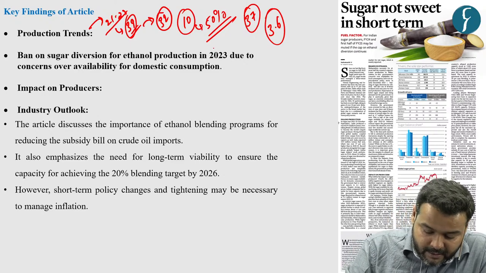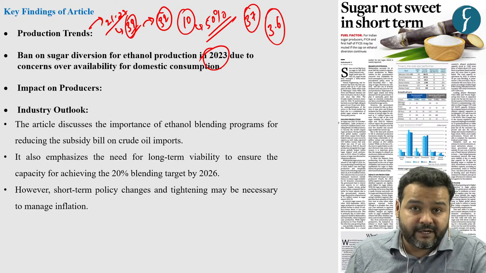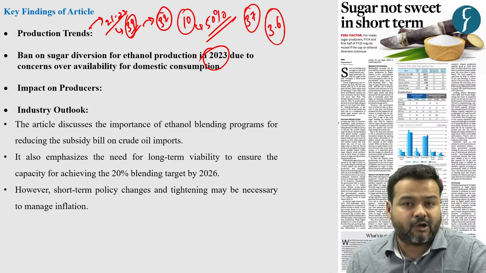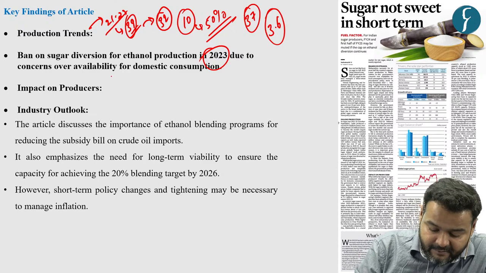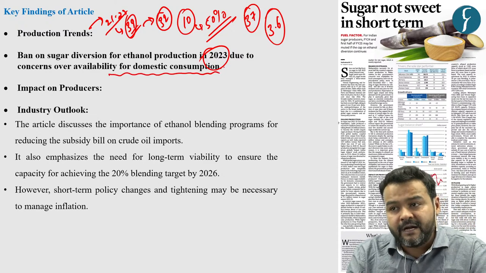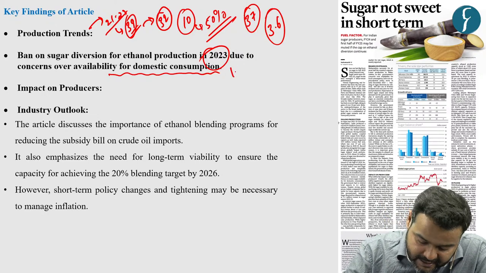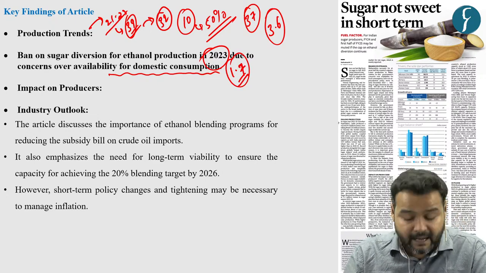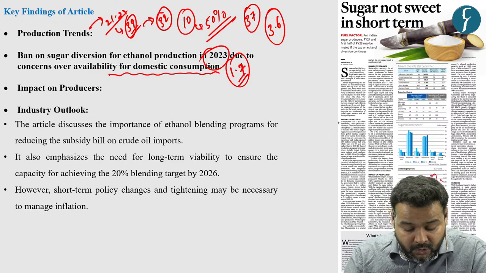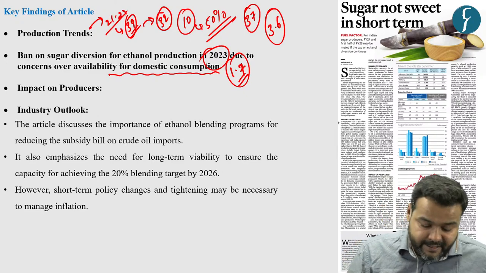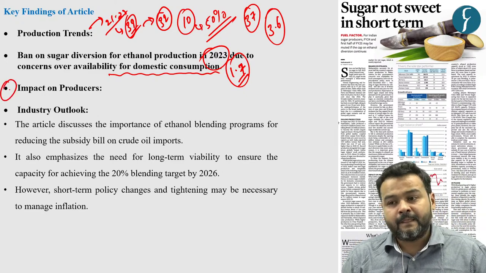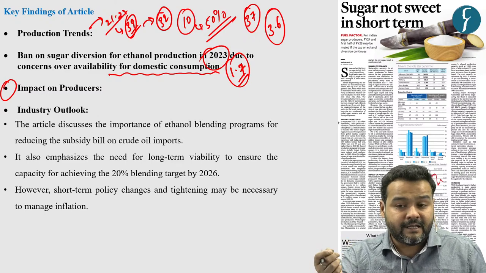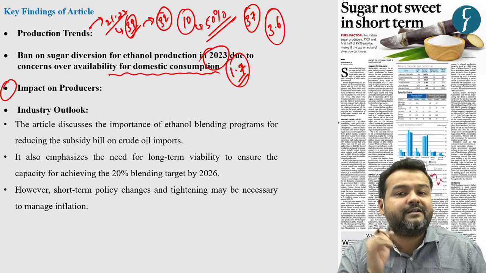Now, the problem came in the year 2023, when the government banned the diversion of sugar to ethanol production, considering availability for domestic consumption. The government removed this blanket ban partially, but still a capping is there, that is, only 1.7 million ton can be diverted to ethanol production. So this capping is there. Definitely it is going to impact the producers. How? Because the alcohol sector, the distillery sector, the ethanol sector, they provide more margin than what the sugar industry provides.